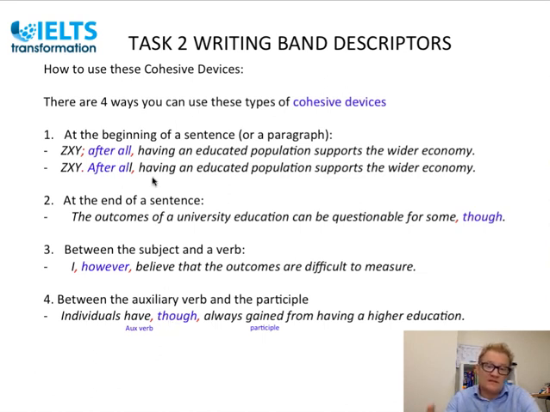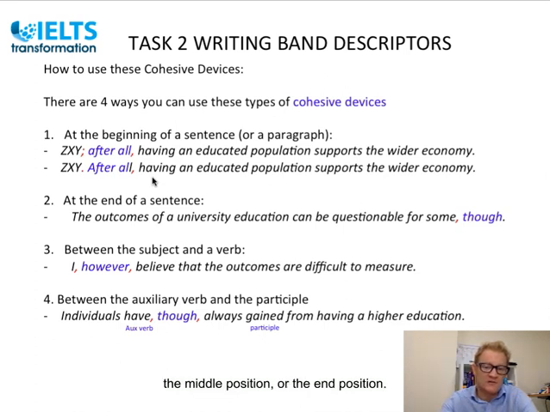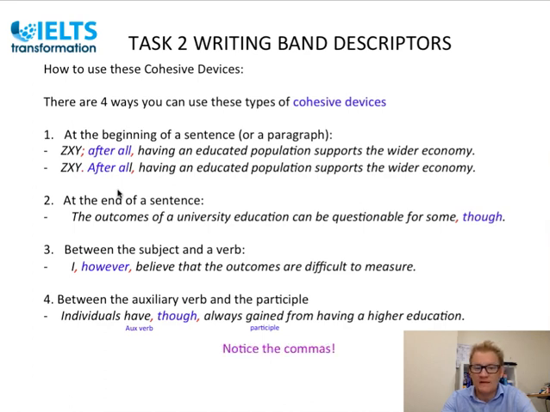So this is part of adverb placement. This is where we place adverbs. These transitions, these cohesive devices, are adverbs. So they can either go in the front position, the middle position, or the end position. I'm suggesting you do more of 2 and 3. You must, actually, if you want a 7 or more. Okay? And of course, notice the commas. That's a grammar issue as well, isn't it?